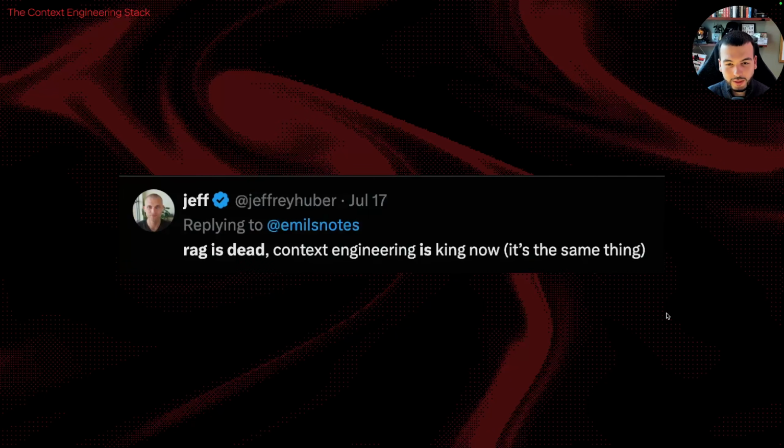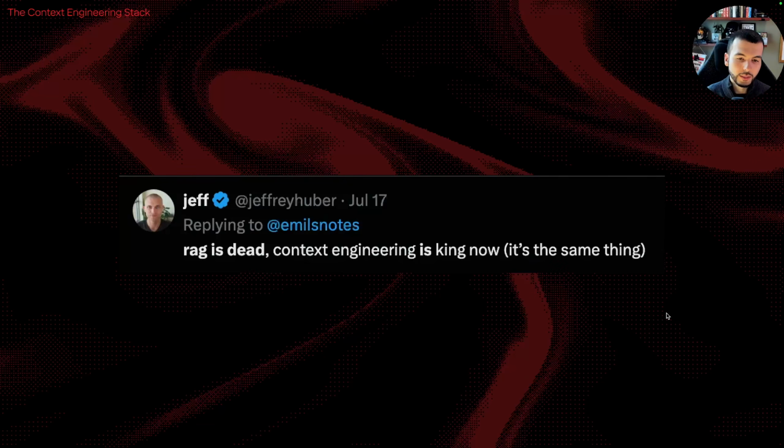So some of you might have heard the term RAG, retrieval augmented generation. As my friend Jeff nicely put it, RAG is dead, context engineering is king. It's the same thing. I think there's obviously, engineers love to name things, even though naming is one of the hardest problems in computer science, as people say. But I think there's an increased interest in what we put into a model context window.